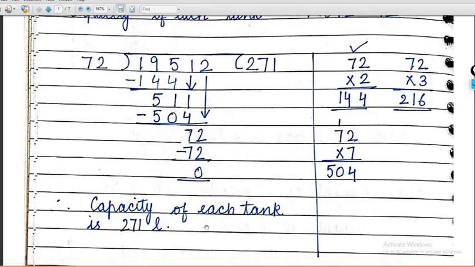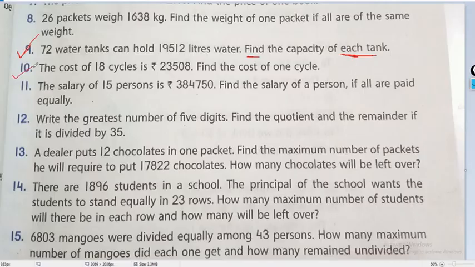Now question number 10, beta, keep your books in front of you because you have to read the statement with me. It's not that you are simply listening and not understanding. No, you have to keep your book with you. So students, question number 10, read with me.